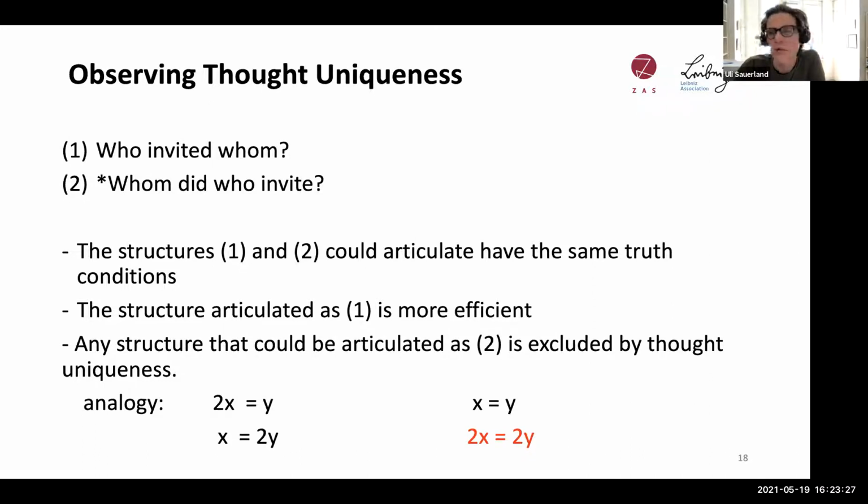And the two, one and two, I mean, you can't interpret two because you can't even form it, but they would have the same truth conditions if you could articulate the two structures that here give rise to one and two. And you have to somehow assume that one is, in this abstract way, more efficient. And that's why only one can actually be formed by your mind. And then there's no other kind of structure that could be articulated as two.